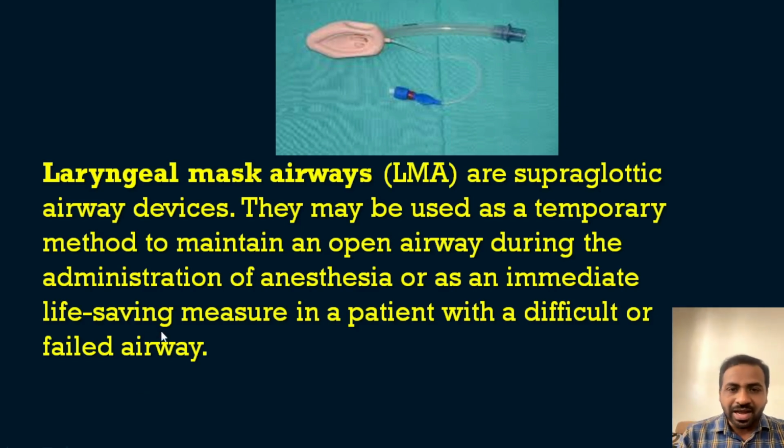So the first purpose of this laryngeal mask airway is to administer anesthetic drugs and other anesthesia. The other purpose is when there is difficulty in intubation or a failed airway, then we can keep the airway patent by the use of this instrument named laryngeal mask airway, or LMA. There are several types of LMAs according to the age and size of the patient, so that you can refer later. That's all about the laryngeal mask airway.